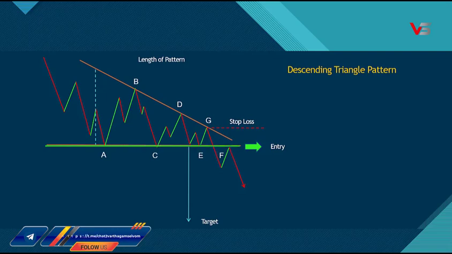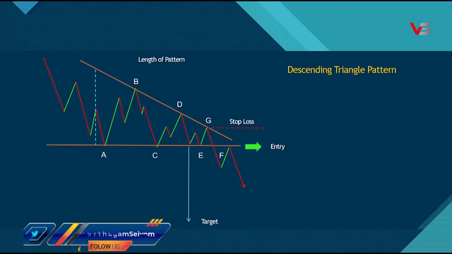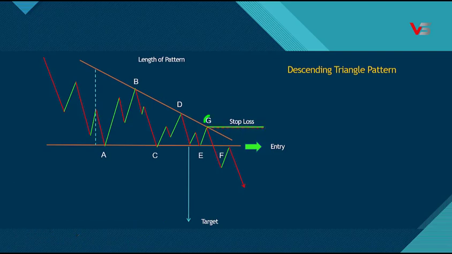First, the price should break out of the trend line support of A, C, and E. Once the breakout is done, we should enter after the breakout below the previous candle, or we can enter in the retesting zone. Then your target will be the length of the pattern between A and B. Your stop loss should be G.